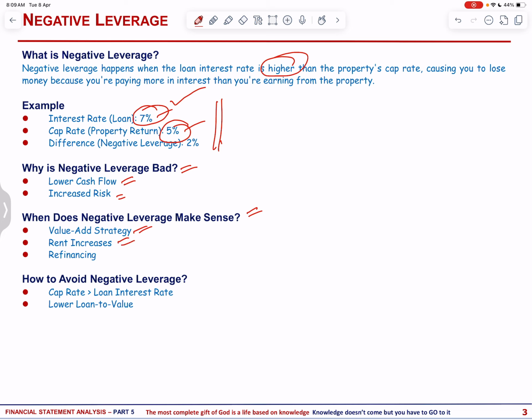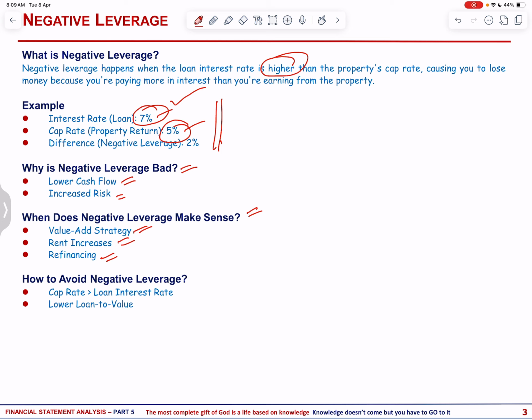If you can increase or raise rents over time, negative leverage could be mitigated by higher income from the property. If you expect to refinance the property later at a lower interest rate, you could offset the negative leverage by reducing your monthly loan payments.